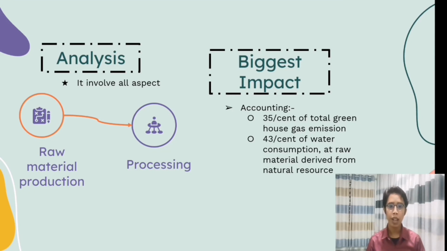Now, when a company is preparing an environmental profit and loss account, an analysis is certainly needed. The analysis made by Puma looked at all the aspects of the supply chain, starting from raw material production, such as cotton farming and oil drilling, to the processing, involving leather tanneries, the chemical industry and oil refining. The biggest environmental impact that we can see in their account is that 35% of the greenhouse gas emissions and 43% of water consumption occur at the point where the raw material is derived from natural resources, such as in the cultivation and harvesting of cotton and in cattle ranching.